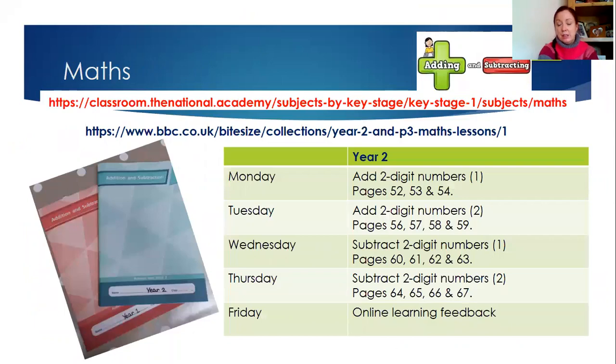On to maths then. On this slide then is the link for the Oak Academy website and also the BBC Bitesize website as well. Again, this provides further challenge and support for the lessons that I've set for you this week. So from your White Rose Maths book then, on Monday, you've got add 2-digit numbers on pages 52, 53 and 54. On Tuesday, you've got add 2-digit numbers on pages 56, 57, 58 and 59.